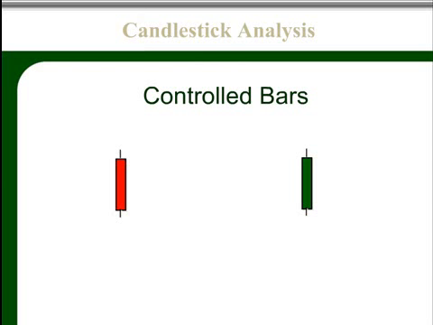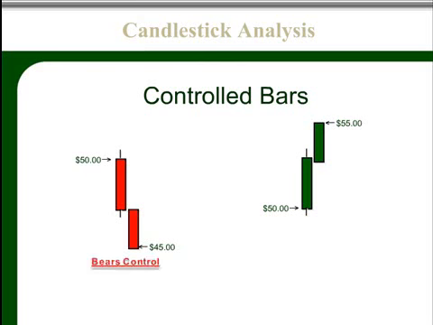Let's assume the red bar opened at 50, then declined and closed near its low at 47. This increases the odds the next bar will continue lower. Now assume the green bar opened at 50, then advanced and closed near its high at 53. This increases the odds the next bar will continue higher. When the bears control a bar, the odds are prices will continue lower on the next bar. When the bulls control, the odds are the next bar will continue higher.